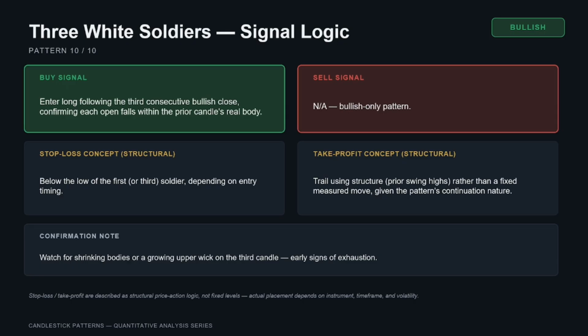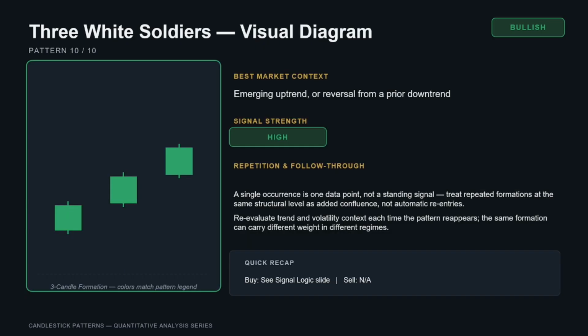Stop loss concept: below the low of the 1st or 3rd soldier, depending on entry timing. Take profit concept: trail using structure, prior swing highs, rather than a fixed measured move. Confirmation note: watch for shrinking bodies or a growing upper wick on the third candle, early signs of exhaustion.